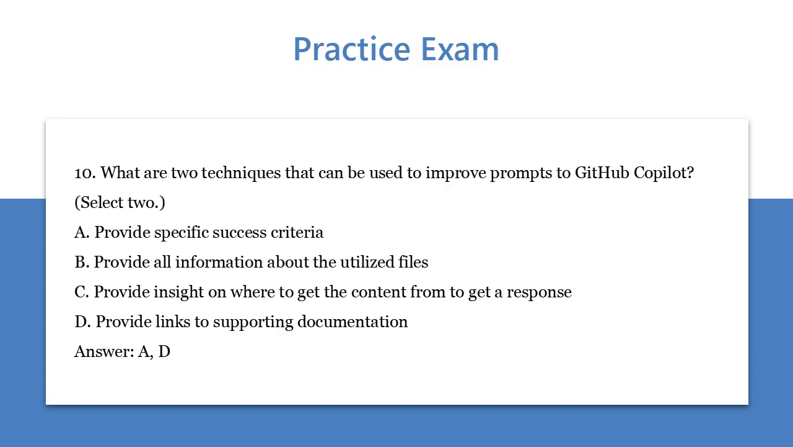10. What are 2 techniques that can be used to improve prompts to GitHub Copilot? Select 2. A. Provide specific success criteria. B. Provide all information about the utilized files. C. Provide insight on where to get the content from to get a response. D. Provide links to supporting documentation. Answer: A, D.